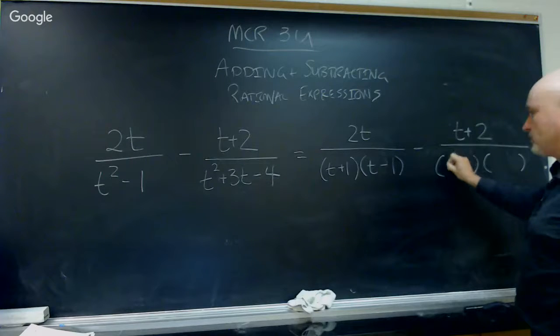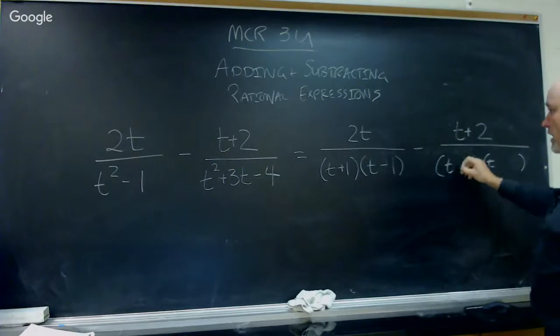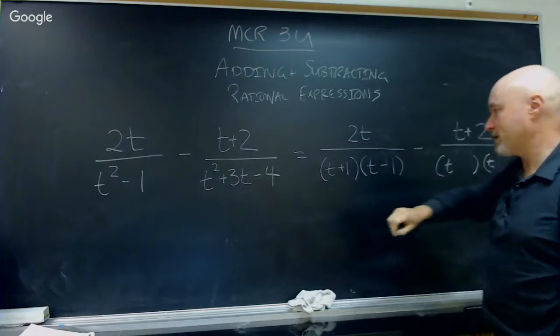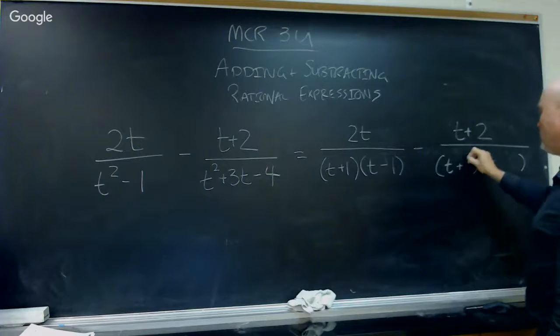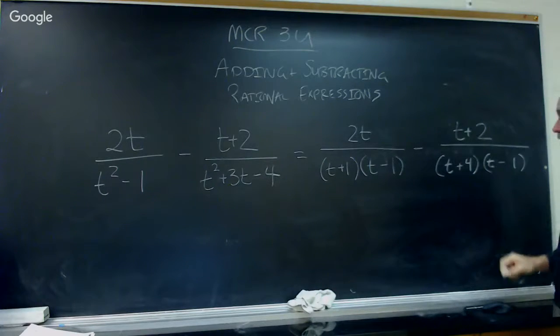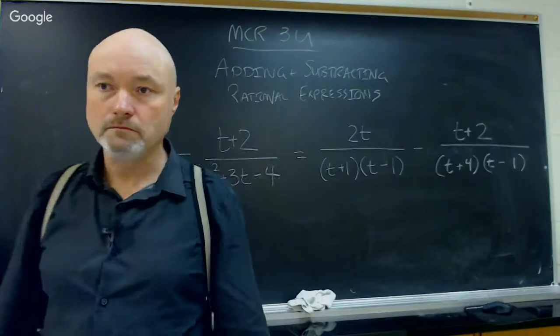It's definitely going to start with a t. Two numbers have to multiply together to give a negative 4 and add to positive 3. So plus 4, minus 1. Okay. All right.